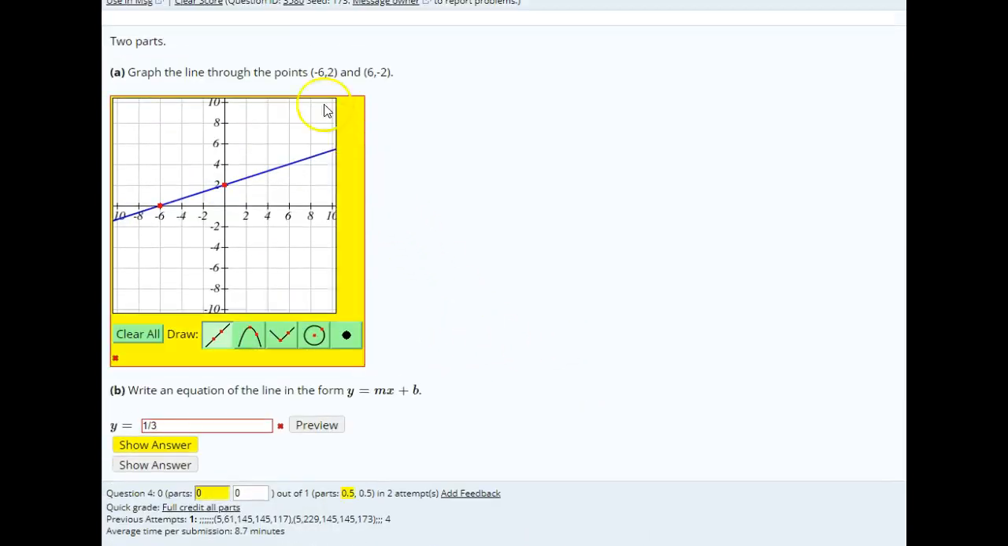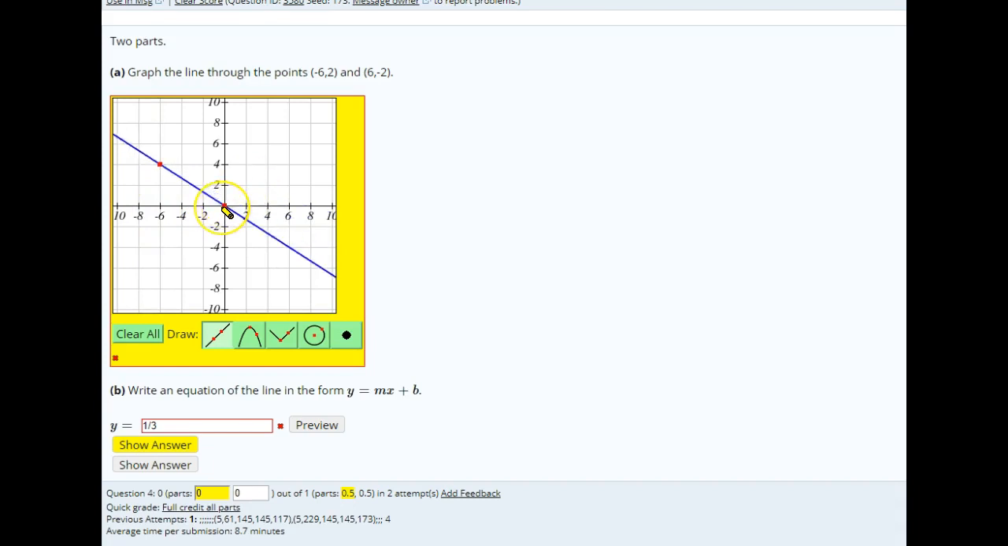Again, you're asked to plot the points. And it looks like it went to -6, but you didn't go up to 2. So let's clear that one. So we go to -6, and then the second part of the ordered pair is 2. So I'll go up 2.